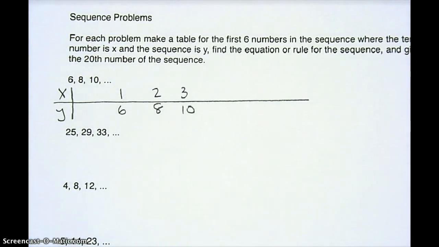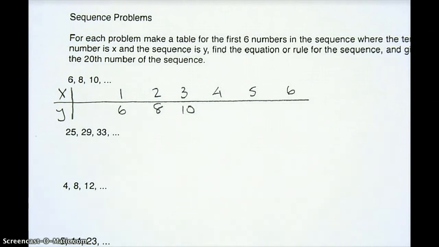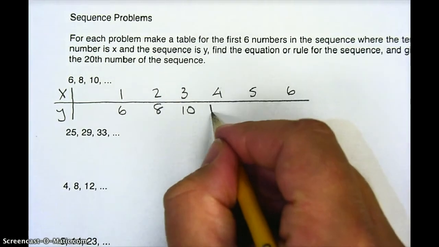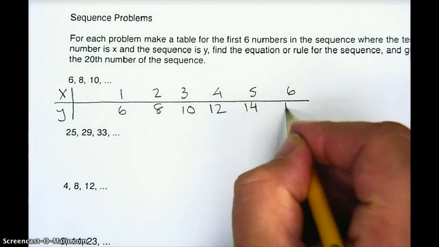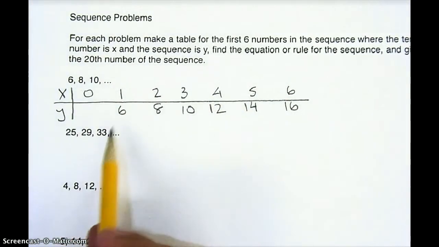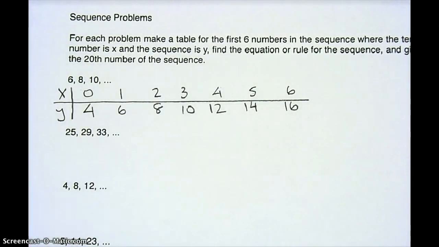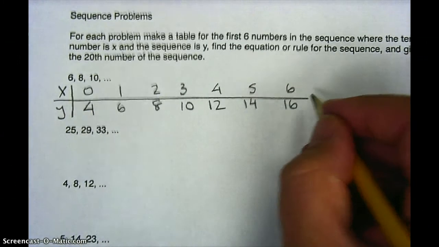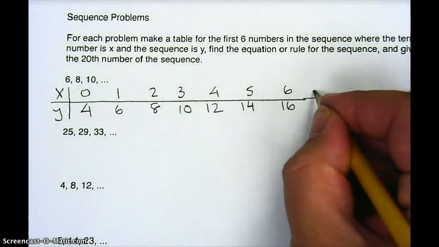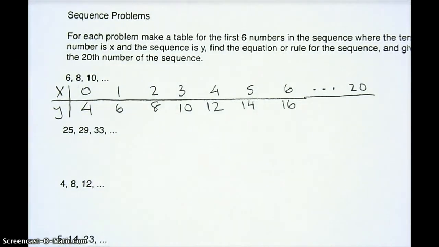But then I also have to give the first 6 numbers. So I need the 4th, the 5th, and the 6th numbers of that sequence. Since I'm going up by 2 each time, I know the next three numbers are 12, 14, and 16. If I wanted to know the number that came before that 6, it would be 2 less than 6, or 4. And I'm going to write that down because that's going to help me get the equation for the sequence. And then I also want to find the 20th number. So on my table, I'm going to put 3 dots, meaning it's going to continue all the way up to the 20th number. And then below that 20 is where I'm going to put the 20th number.